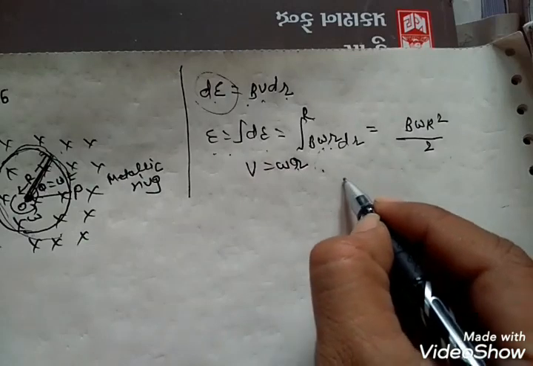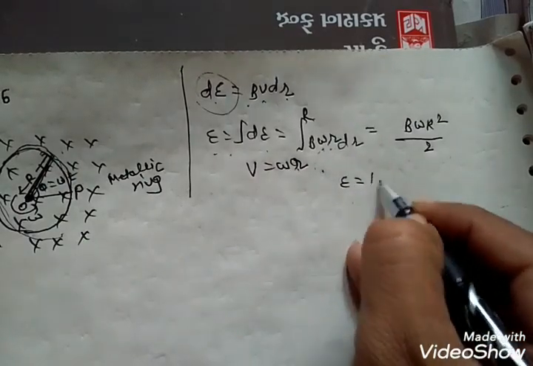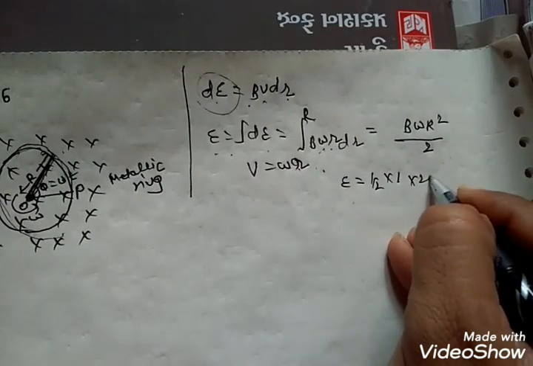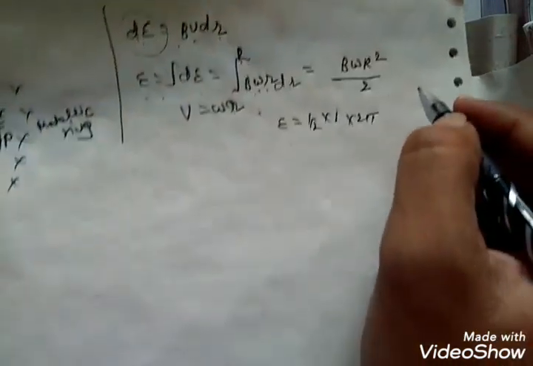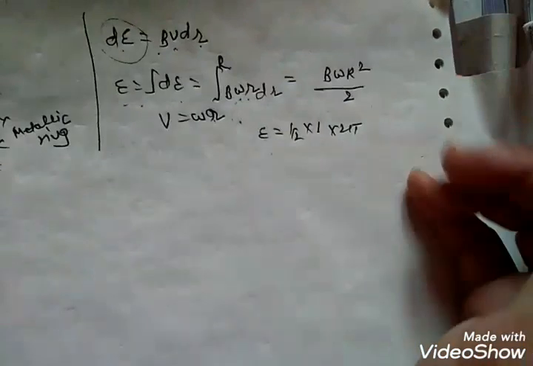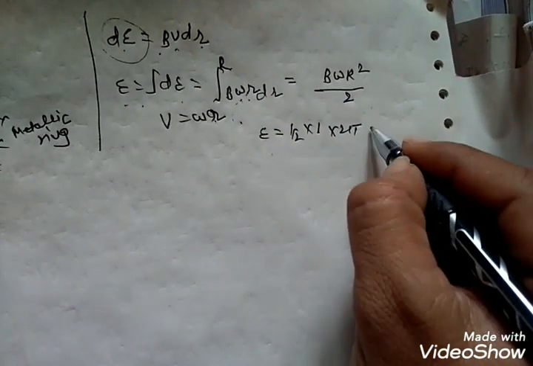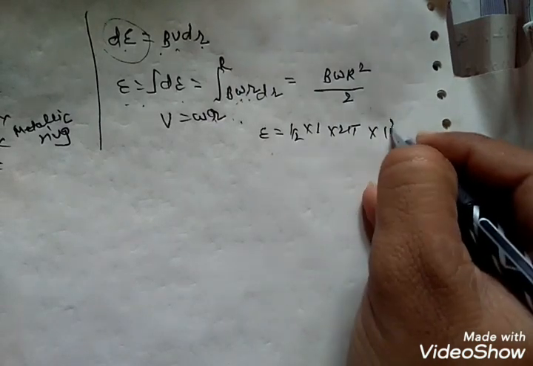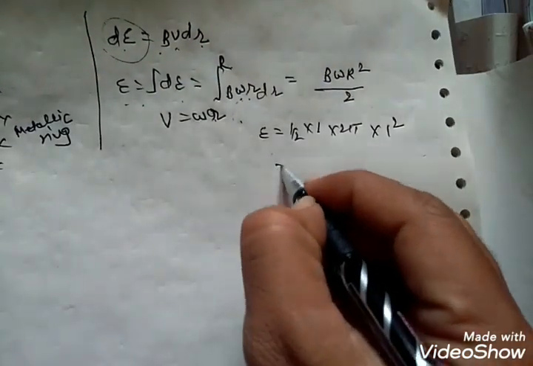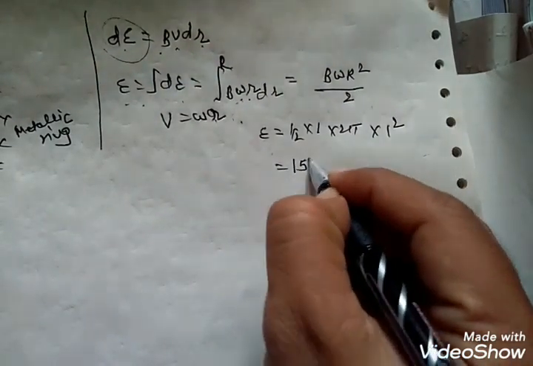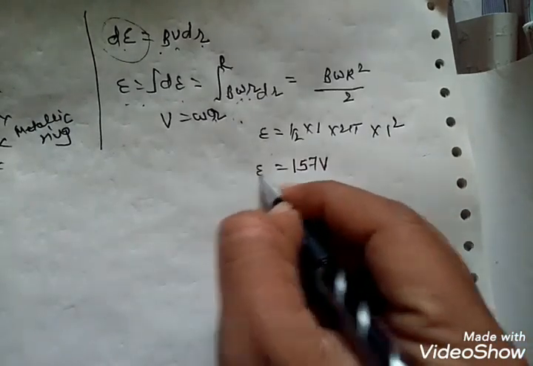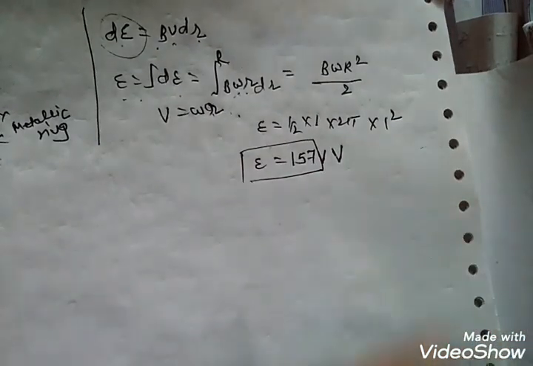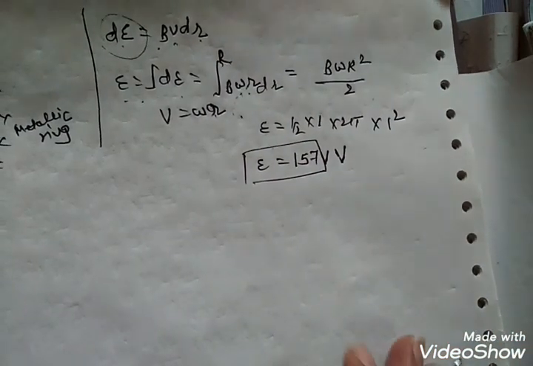So E is equal to 1 by 2 into 1 into 2 pi into 2 pi into 1 squared. The answer is 157 volts. The total induced EMF is 157 volts.